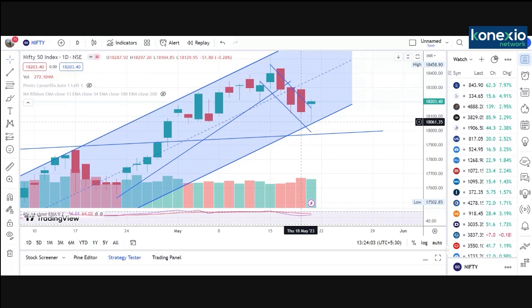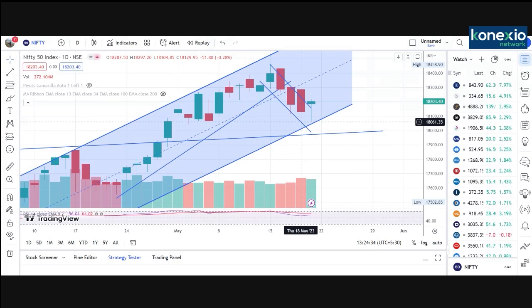Maybe it can form a running triangle or a triangular pattern, a symmetrical triangle; time will show in the next 2 to 3 trading sessions. So traders need to be slightly cautious while going long and going short. I'm not saying that there will not be a trade. In fact, I am saying that there will be trades on both sides, long and short.